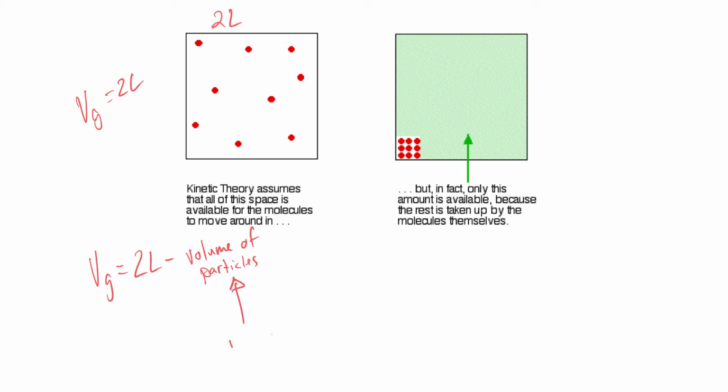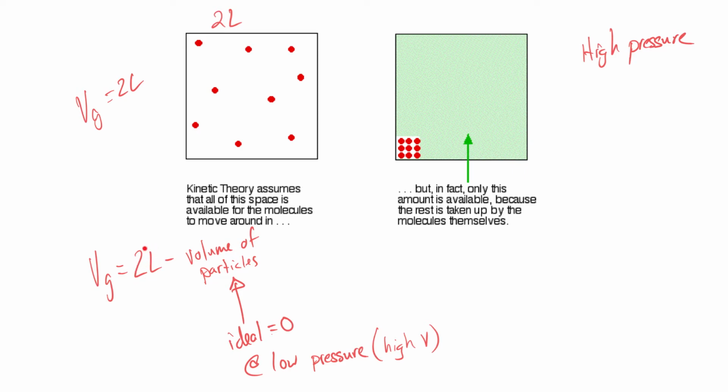And so for an ideal gas, that is equal to 0. We can't assume that's true under high pressure. Let me back up. We assume that's true at low pressure. And typically at low pressure, we mean high volume. Because in high volume, the volume of the particles is so small compared to the container, right? So this is 2 liters minus some very, very small number, which is close enough to 2 liters for us to call it 2 liters.